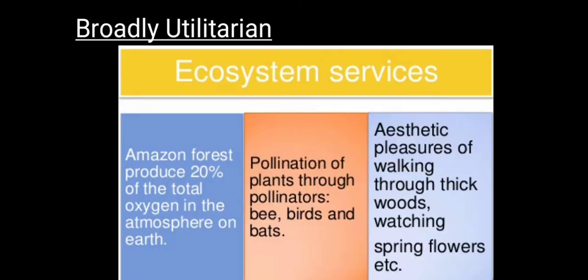Next, we'll learn about the broadly utilitarian. It is concerning the ecosystem services provided to us. The first is the Amazon rainforest. It produces 20% of the total oxygen in the atmosphere on the earth.